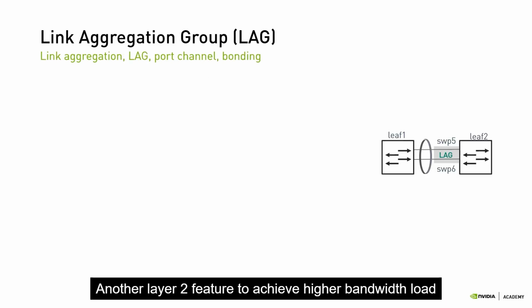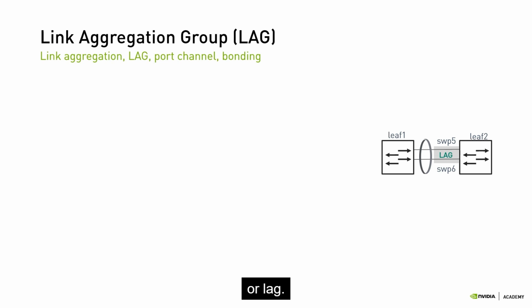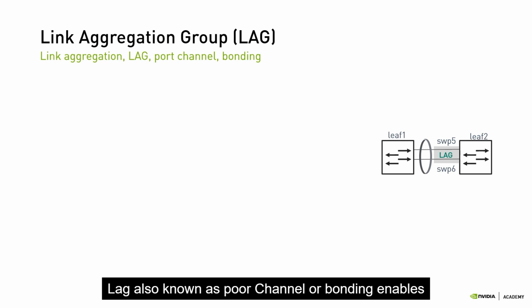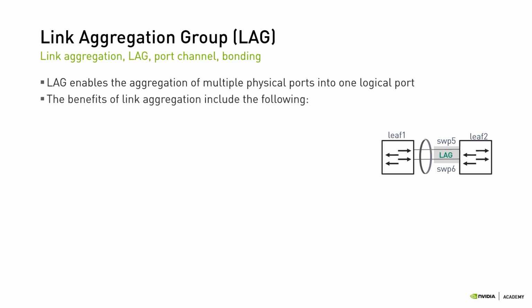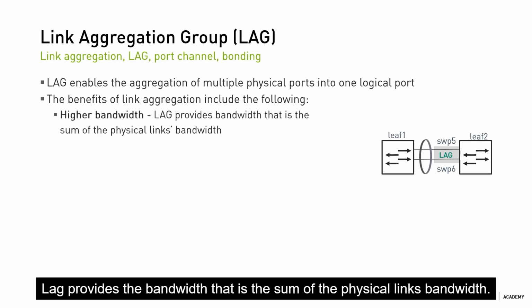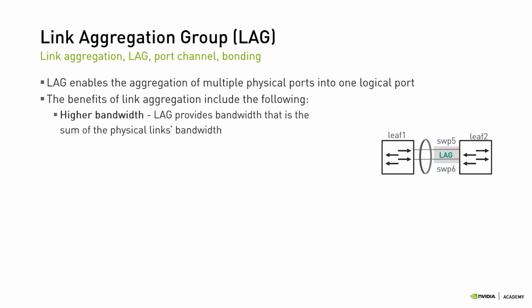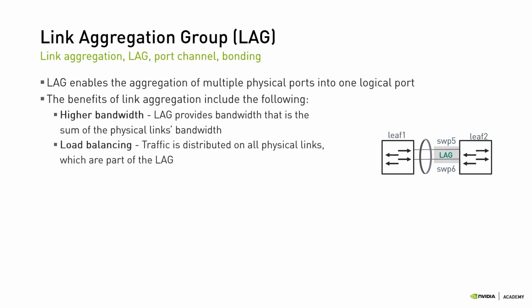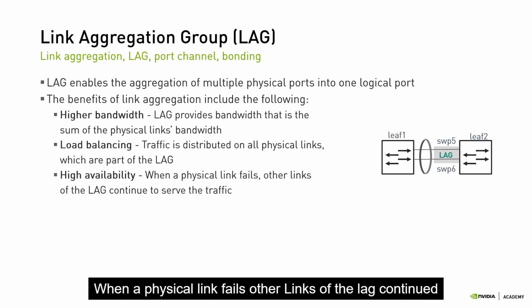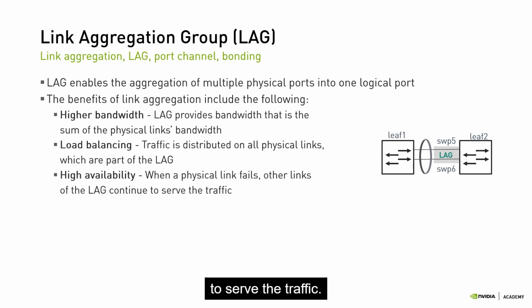Another Layer 2 feature to achieve higher bandwidth, load balancing, and redundancy is a link aggregation group, or LAG. LAG, also known as port channel or bonding, enables the aggregation of multiple physical ports into one logical port. The benefits of link aggregation include the following. Higher bandwidth: LAG provides the bandwidth that is the sum of the physical links' bandwidth. Load balancing: traffic is distributed on all physical links, which are part of the LAG. High availability: when a physical link fails, other links of the LAG continue to serve the traffic.